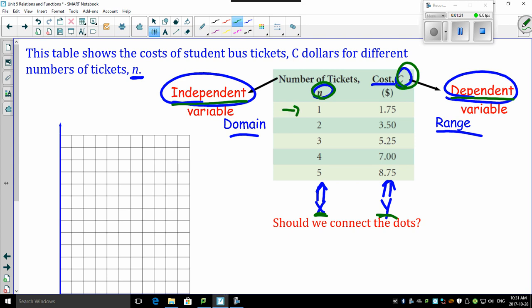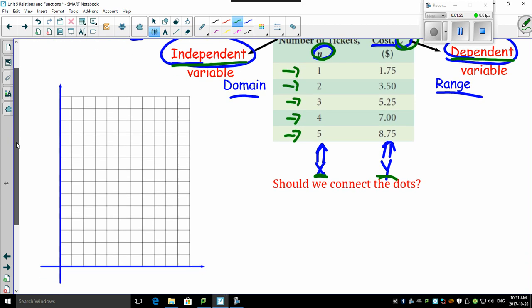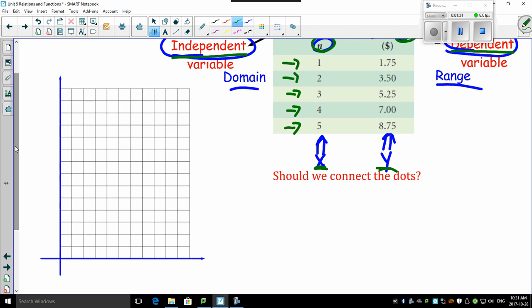Okay, so here's my relationship. Obviously, the bus tickets are $1.75 each. If you buy 2, you're $3.50, and so on. So here comes my graph right over here, and let's put it on there. Our independent variable, of course, goes on the bottom. This is N. This is our number of tickets. Our dependent variable is C here, and this, of course, is our cost in dollars.